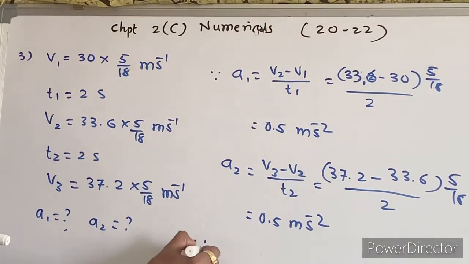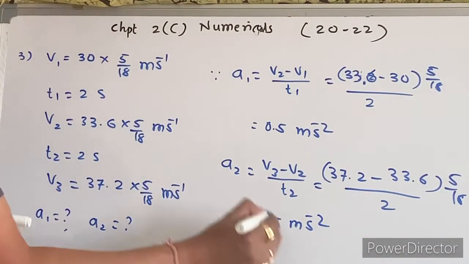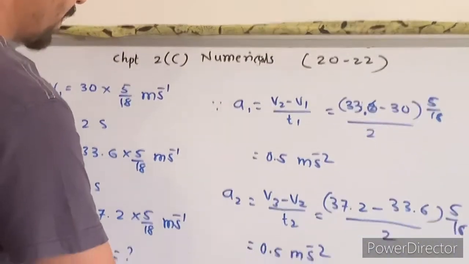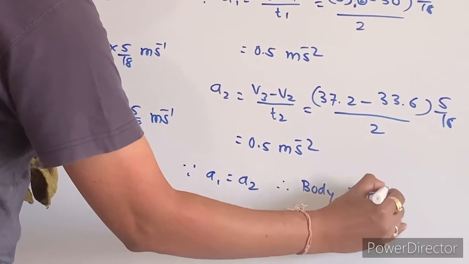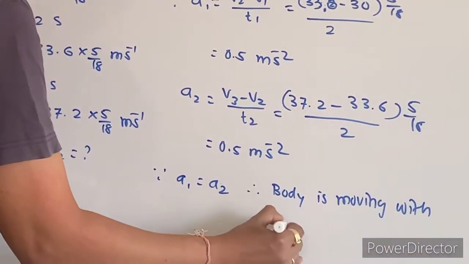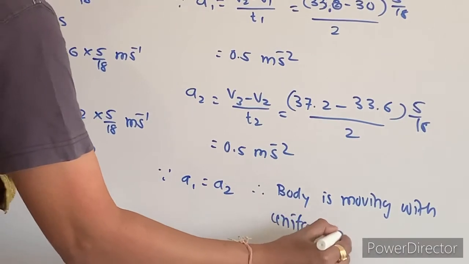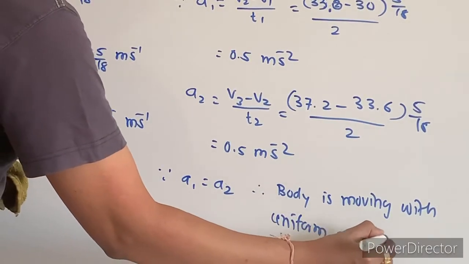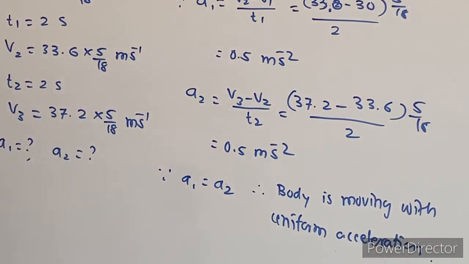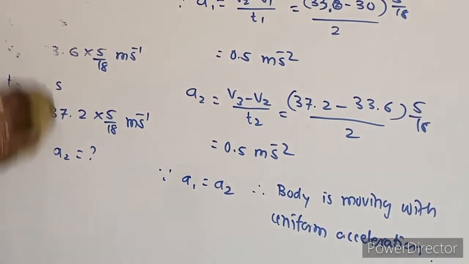Now since your A1 is equal to A2, therefore this body is moving with uniform acceleration. It is moving with uniform acceleration, right? This is the one. Check the fourth one.